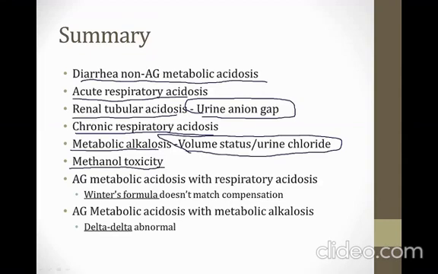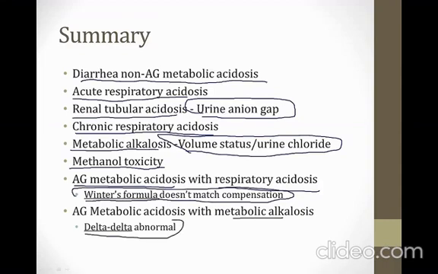And then finally, we did two mixed disorders. The first was an anion gap metabolic acidosis with a concomitant respiratory acidosis. And in these situations, Winner's formula doesn't match, and that's how you can recognize them. And then the last question was a patient with a metabolic acidosis and a metabolic alkalosis, and this is where the delta-delta was abnormal. So these are 8 pretty standard bread and butter type of acid-base problems. If you had trouble with them, go back to the modules on basics of acid-base physiology and then watch this module again and make sure you understand how to solve all the problems. And that concludes our module on acid-base problems.